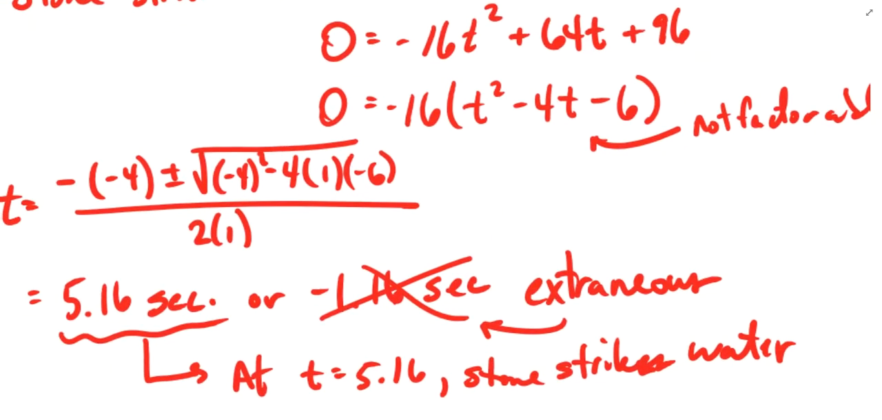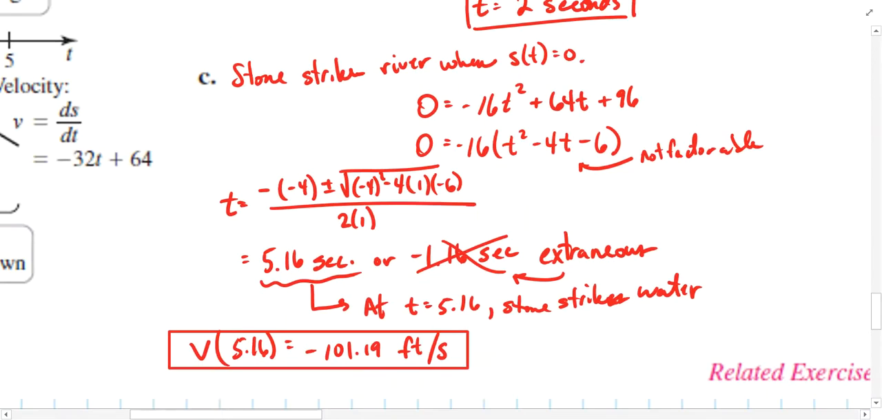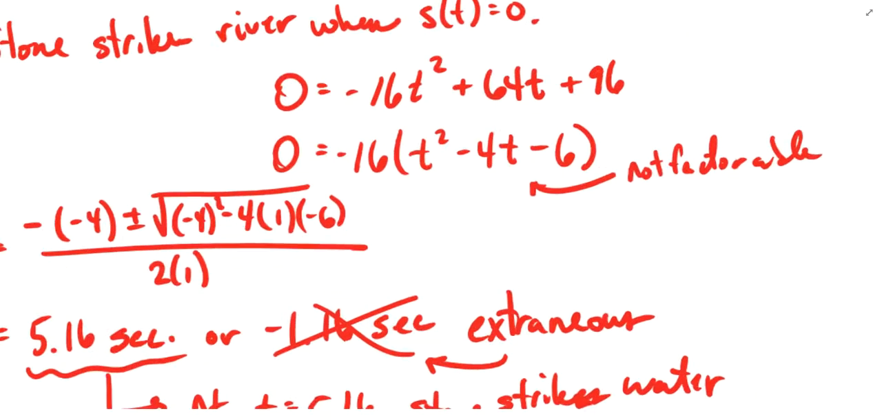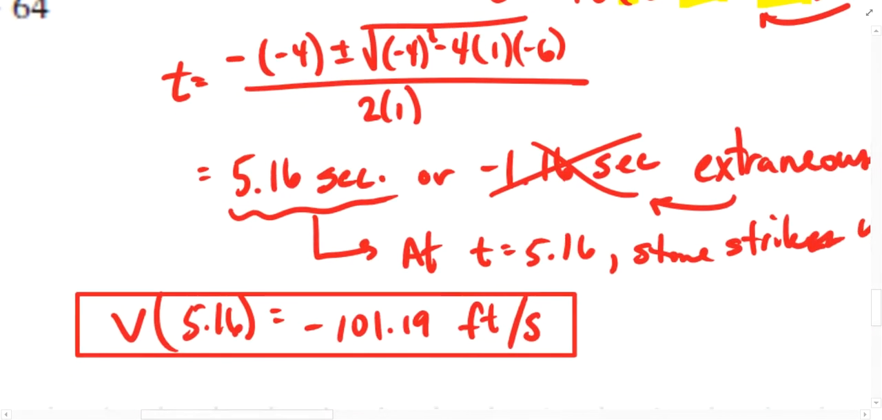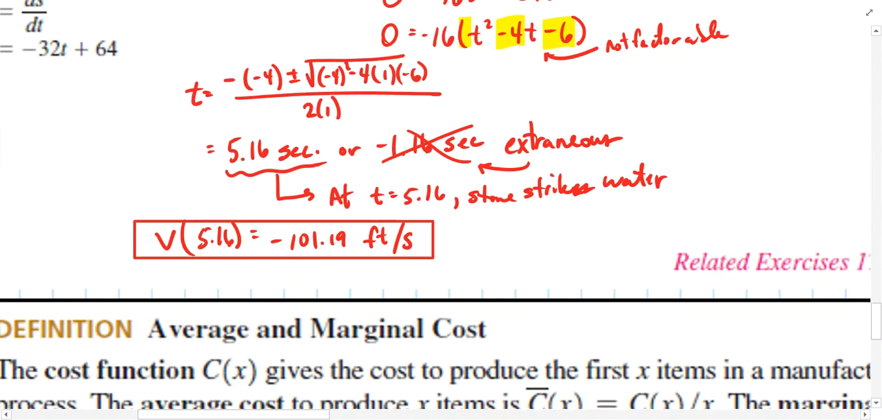And if the quadratic is not factorable, then I think the quadratic formula would be a good use at this point. We could factor out the negative 16 like I've done here, and then use an a value of 1, a b value of negative 4, and a c value of negative 6. That makes our quadratic formula a little bit easier to work with. The quadratic formula produced two answers, 5.16 seconds and negative 1.16 seconds. We can't really have a time of negative 1.16, so I've crossed it out and called it an extraneous solution. So that tells me that at time 5.16, that's when the stone strikes the water.